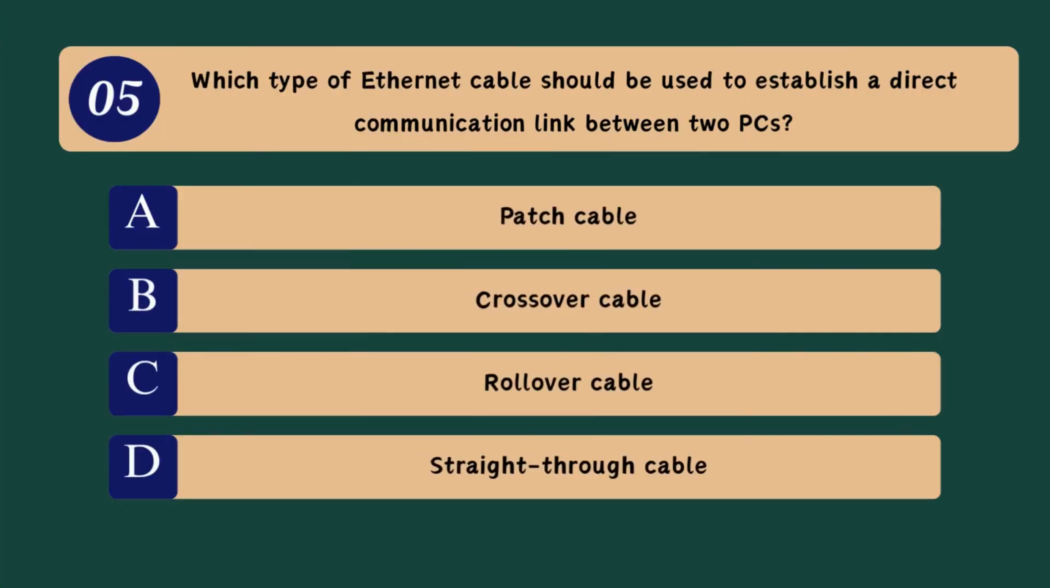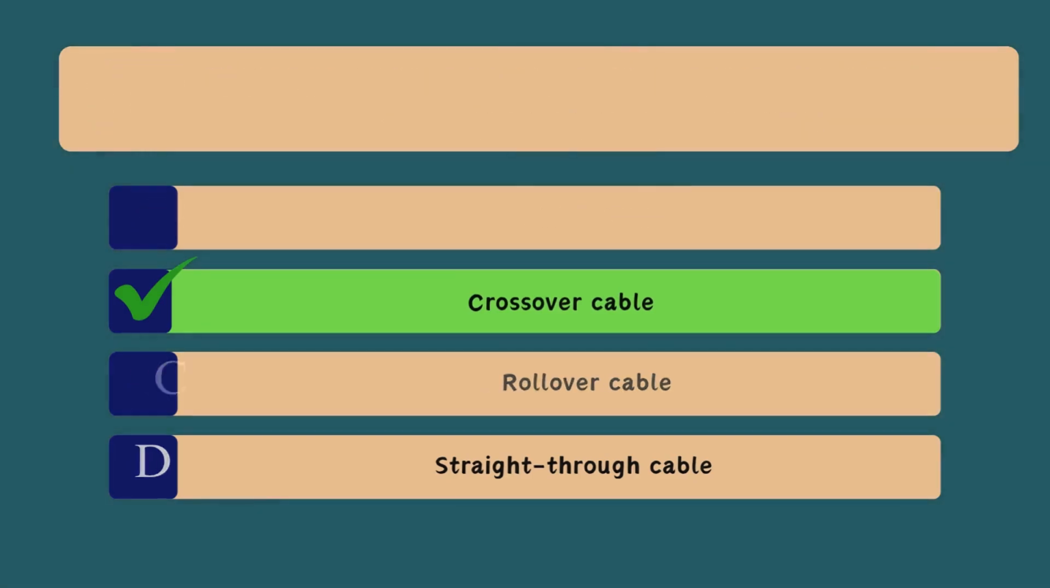Question 5. Which type of Ethernet cable should be used to establish a direct communication link between two PCs? A. Patch cable. B. Crossover cable. C. Rollover cable. D. Straight-through cable. Correct answer. B. Crossover cable.